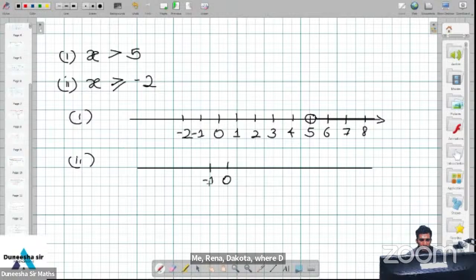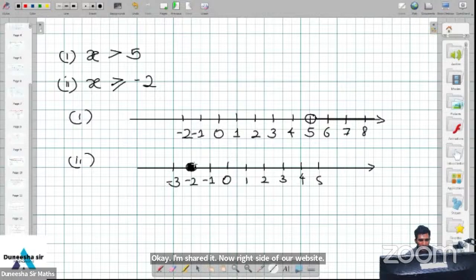What are the values? Minus 1, minus 2, minus 3. Okay. Can you tell me, we have to circle or shade minus 2? Shading. It's equal. Okay. I'm shading. Now right side or left side? Right side. Yes, right side. Okay.